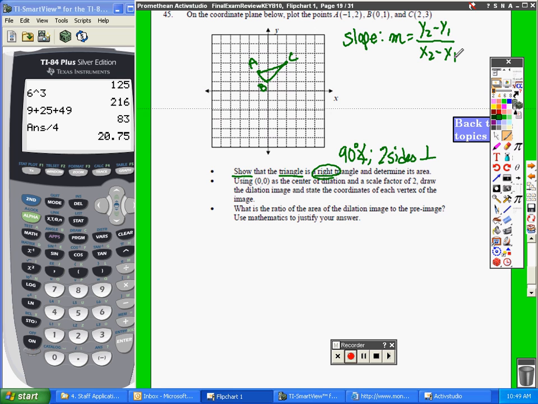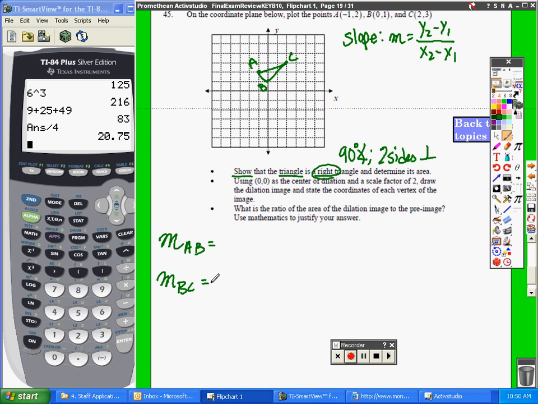And looking at my diagram, I have an idea of which sides I think are perpendicular. I think that AB and BC are perpendicular. So I'm going to go ahead and try to show that AB and BC have negative reciprocal slopes because that would make them perpendicular. So I'm going to start off down here, find the slope of AB and find the slope of BC, and hopefully those will be negative reciprocal slopes.